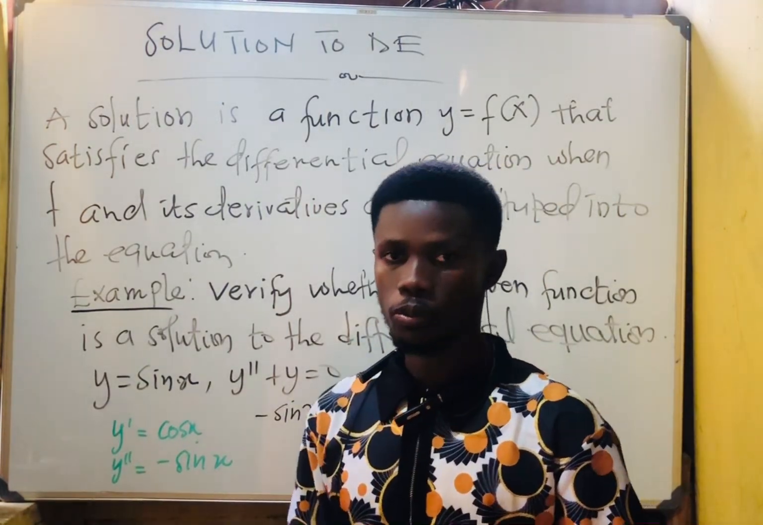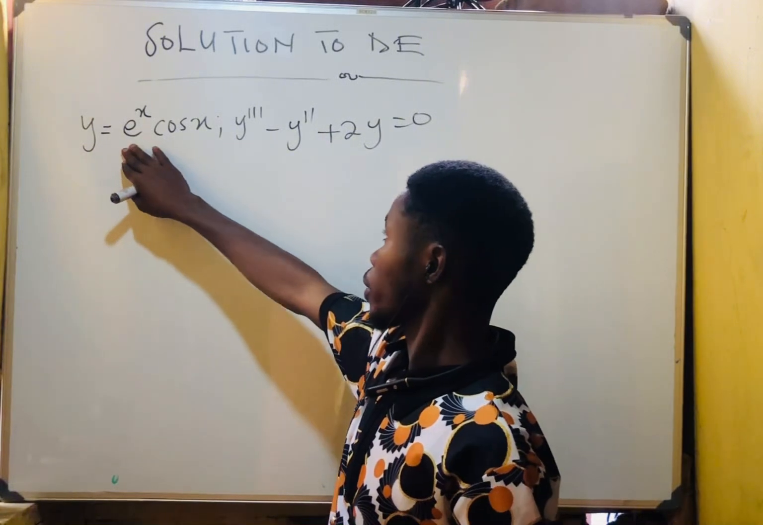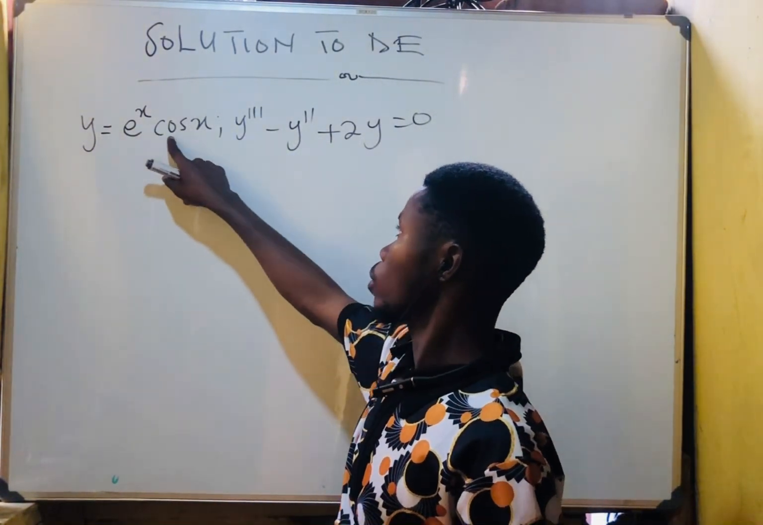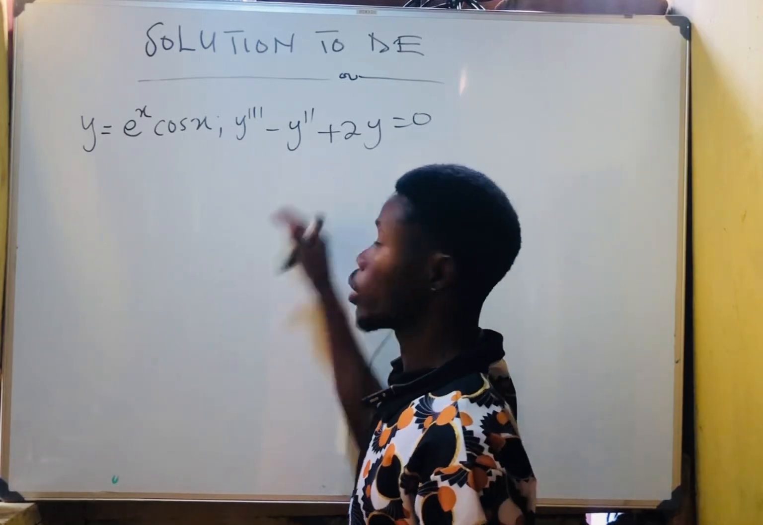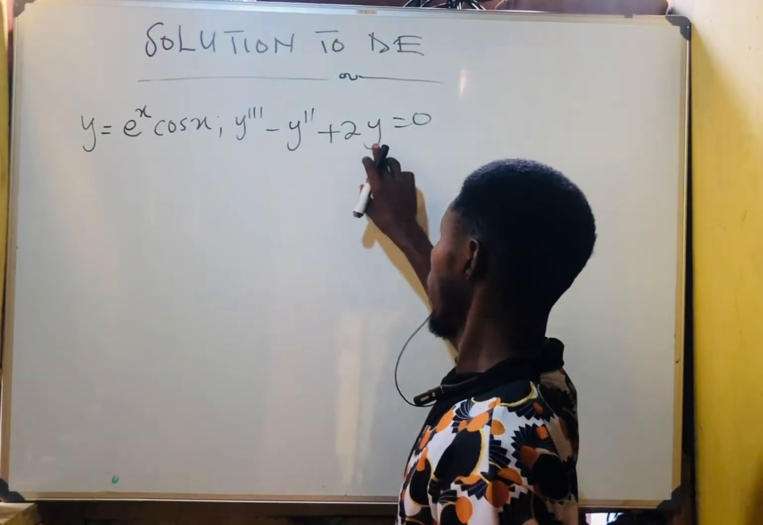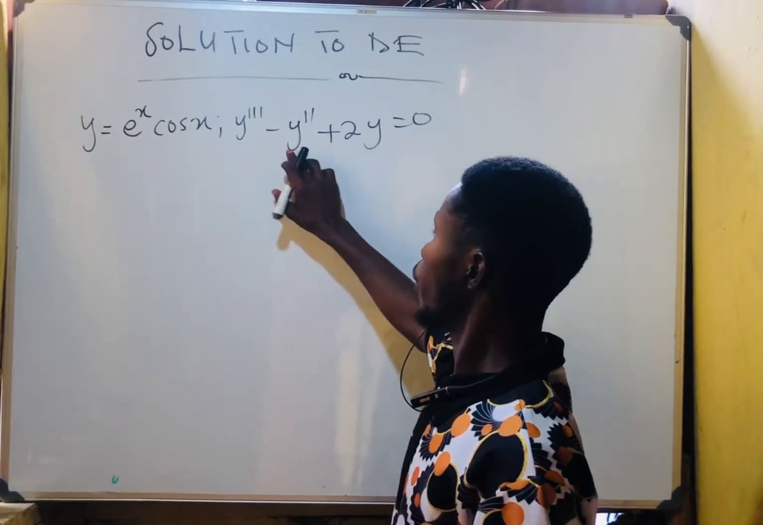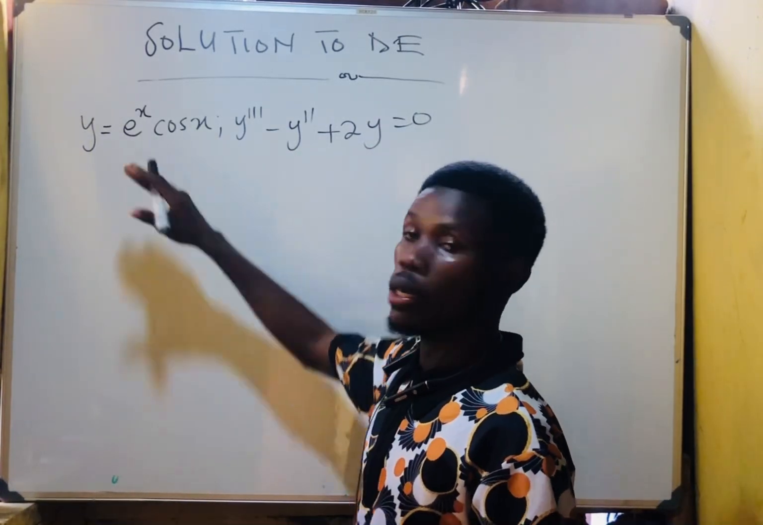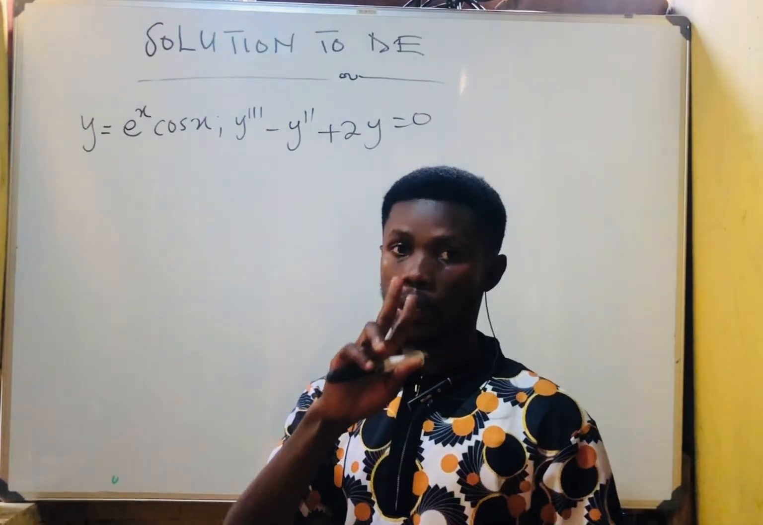another example. Okay, so now let's verify whether this function y equals e to the power x cos x is a solution to this differential equation. So first thing, we have y here. That one is easy. You just replace the whole of this one here. But when it gets to this side, you have to differentiate this one 2 times. And when it gets to this side, you have to differentiate this one 3 times. So let's start.